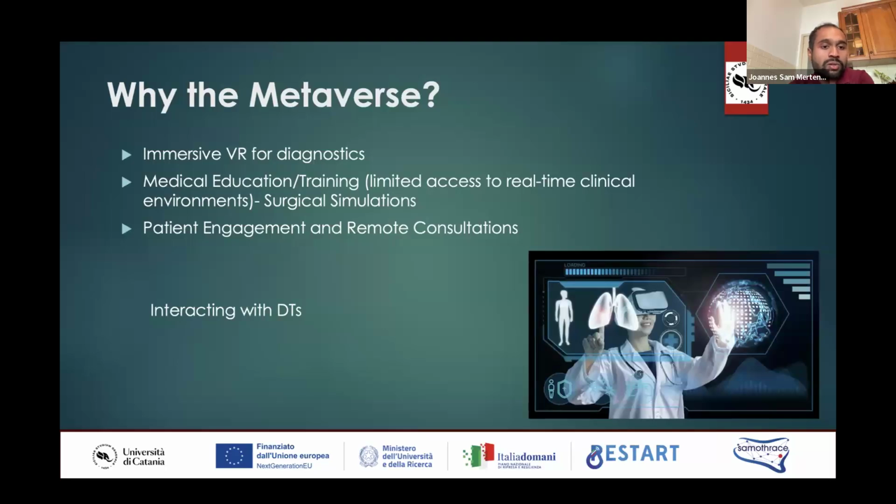And also you can interact with the digital twins. Like I said, when you have digital twins for the human organs, the doctors can navigate to the heart, or let's say a kidney, and analyze it in an immersive way, using virtual reality.